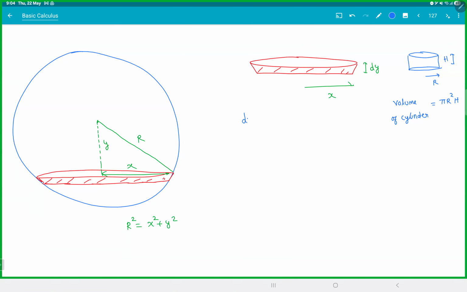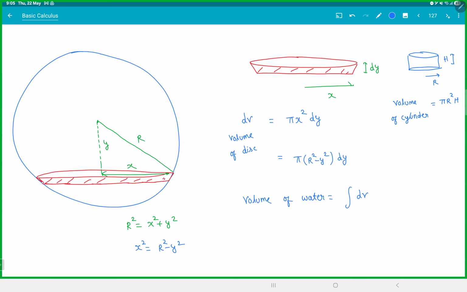So here the dV, the volume of this thin disk, will be pi x square into dy. Agreed? Is that clear, everyone? Now, but what is x square? I know x square is nothing but r square minus y square. If I substitute here, I'll get pi into r square minus y square into dy. So the volume of the water will be integral dV. So I have to just integrate this. So far clear?